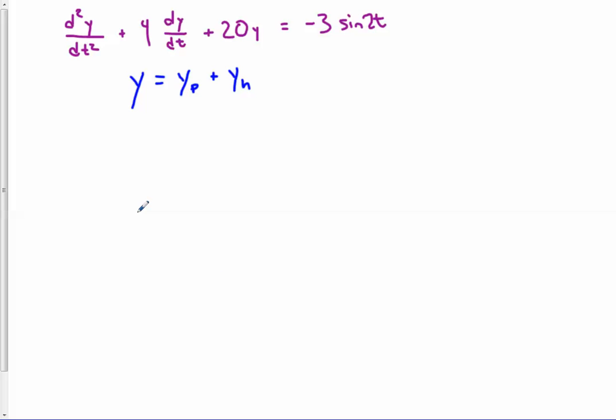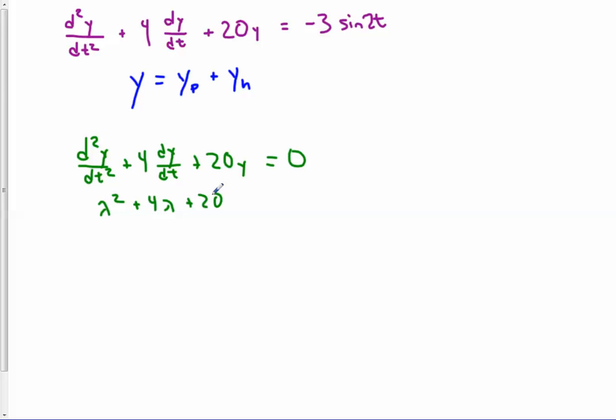Now let me get the homogeneous one out of the way. That part's going to be the same, because of course that means we put a 0 here, right? So we rewrite the differential equation with a 0 on the right. We go to solve it, switching to our characteristic equation. We solve this with the quadratic formula.